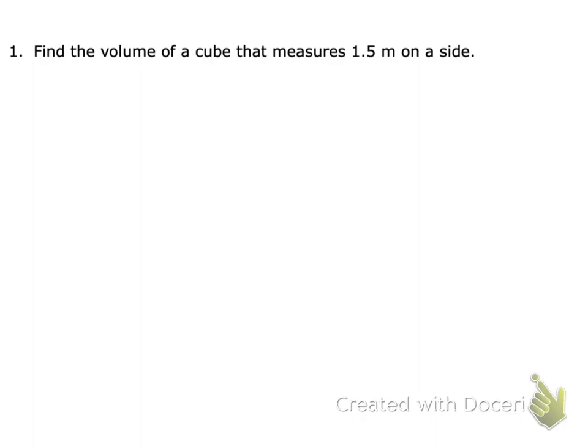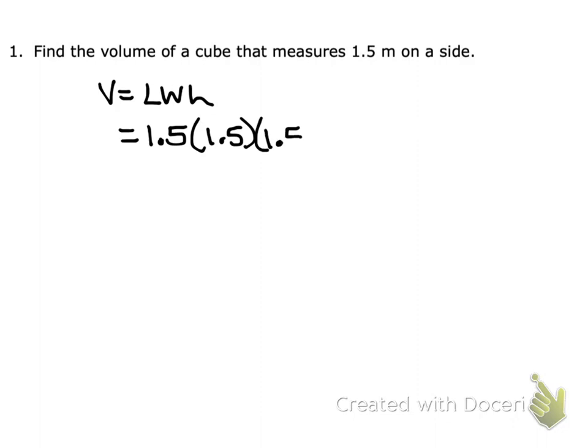All right, so here we go. Find the volume of a cube that measures 1.5 meters on a side. So a cube is a type of prism, so we're going off of our volume equals length times width times height formula. Because we know all three of those things will be 1.5, we're doing 1.5 times 1.5 times 1.5. This would be 3.375 meters cubed. Volume, remember, is always cubed units. And you could round that off if you wanted to.